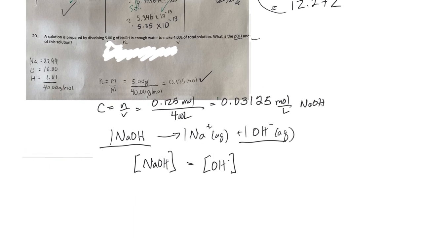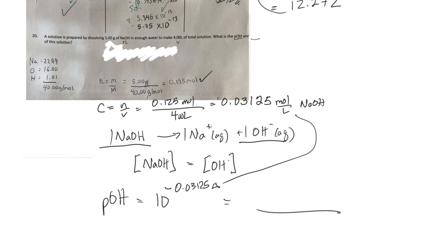So then to find the pOH, I can just go 10 to the negative whatever the hydroxide ion concentration is, which is that. So 10 to the negative 0.03125, come up with that number. And then once you have that, to find the pH, just subtract whatever you got there from 14, and that'll give you your pH. All right, hopefully that helps you with those 2 questions.